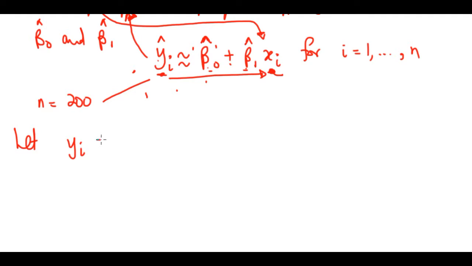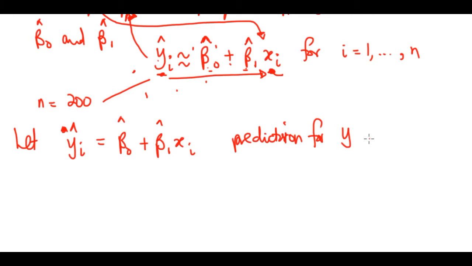So what we're going to do is, let y hat i equal beta naught plus beta 1 xi. This is the prediction for y based on the ith value of x. Basically, here we're saying, let this be the sales prediction for the ith value of X, the TV budget.